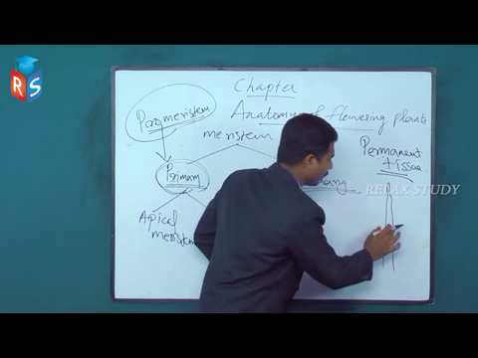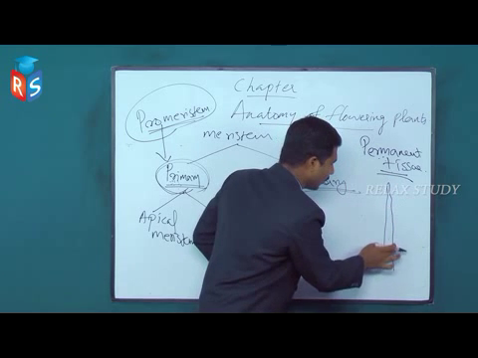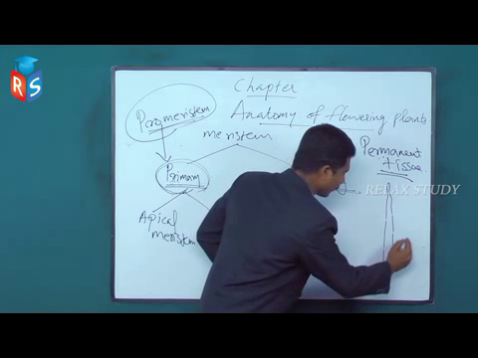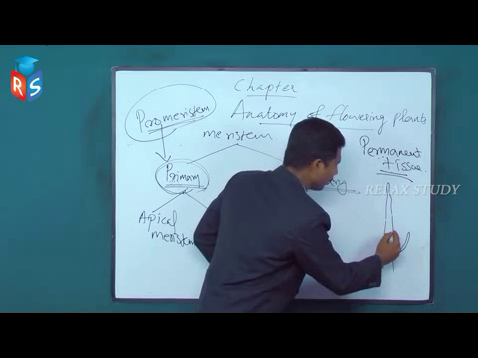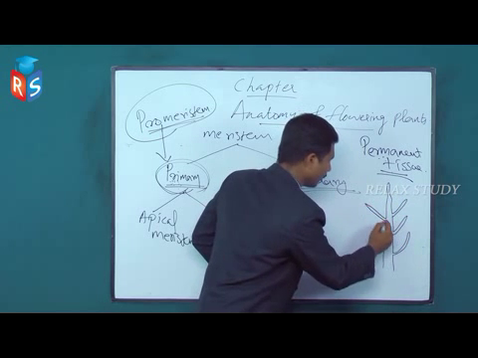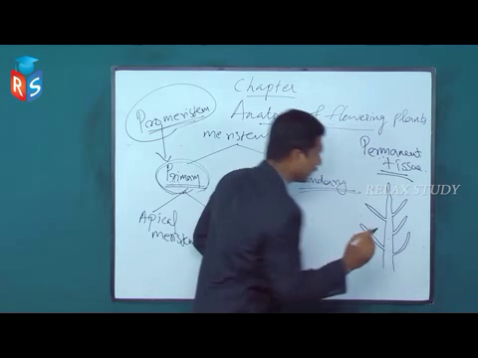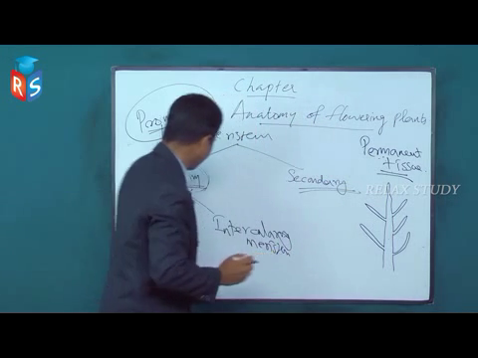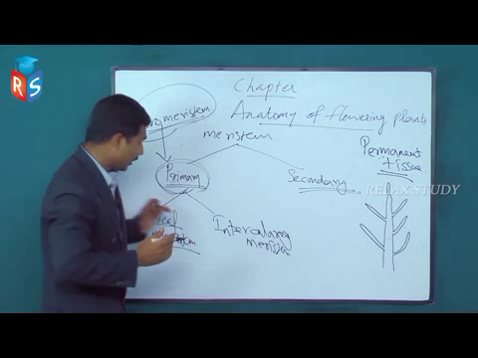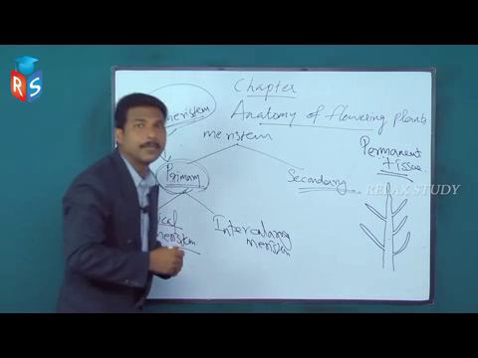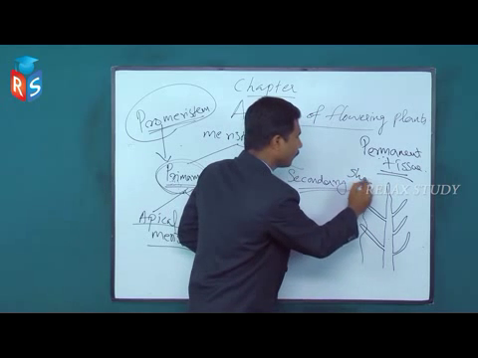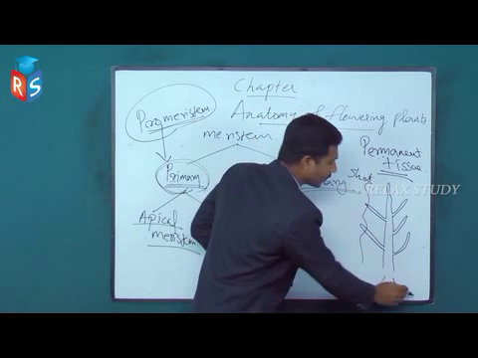This is the stem, and intermittently here leaves are present. Suppose, imagine this is a leaf. This is also a leaf. Like that you can imagine. So in this stem, apical means tip. Apical means the tip part. This is the stem, so this is the shoot system. Okay, and below, roots are there.